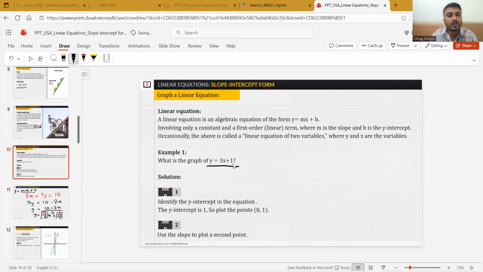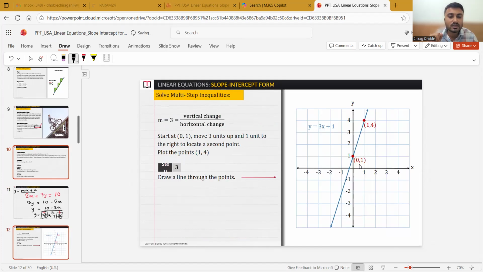There's one more way we can do that. We will find the y-intercept first. The y-intercept is given actually. The y-intercept is 1. So we'll plot the point (0, 1), because it is the y-intercept, it will be on the y-axis. So (0, 1), we'll plot that point first, here.